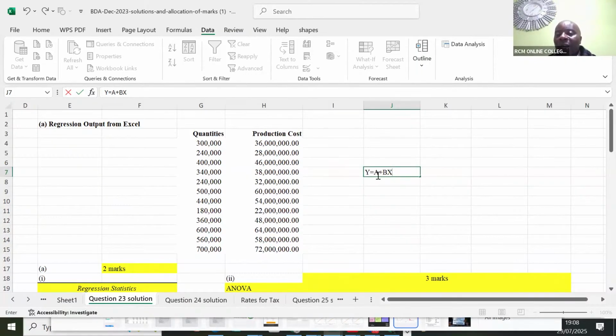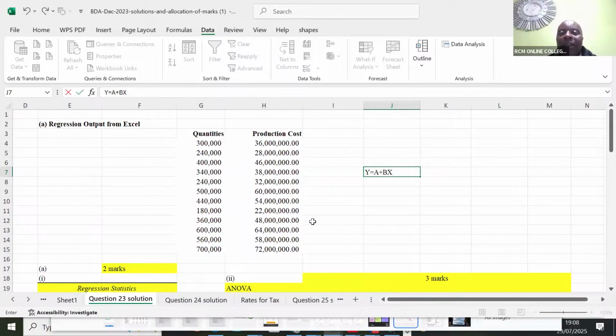How do we do this? Not manually. Remember, this question was tested in December 2023. All right, so how do we go about this?